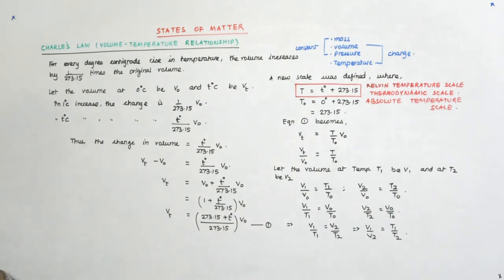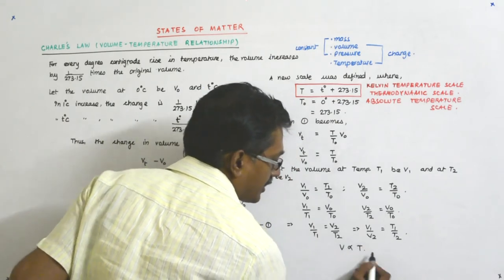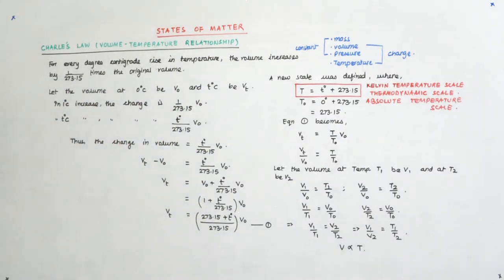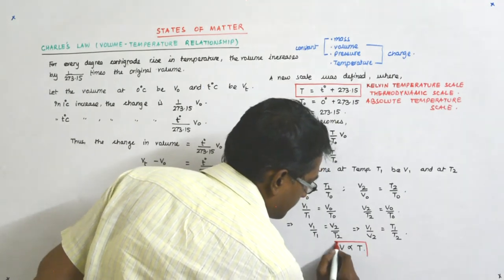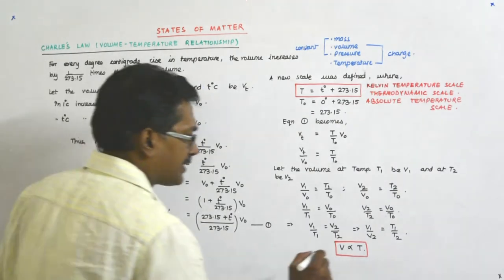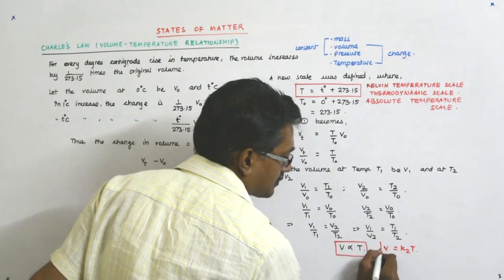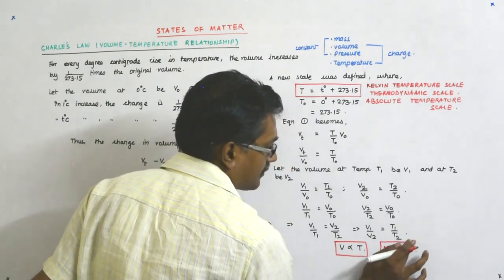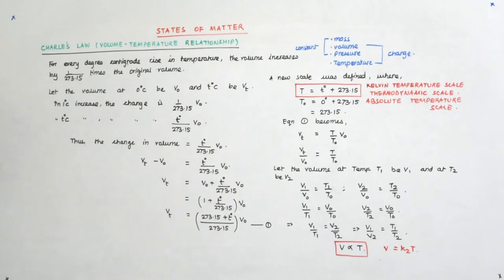Is it not? So it somehow tells me what? That V is directly proportional to T. And it obviously means that V is equal to k2 T. It also means that. Is it not? So V is equal to k2 T.